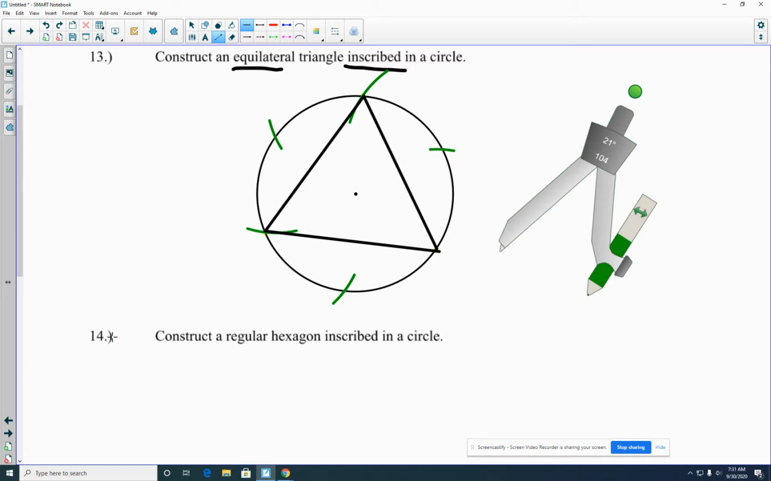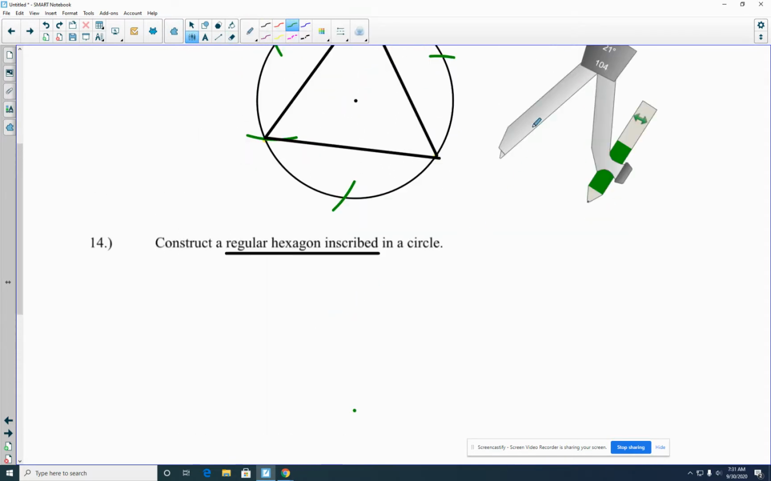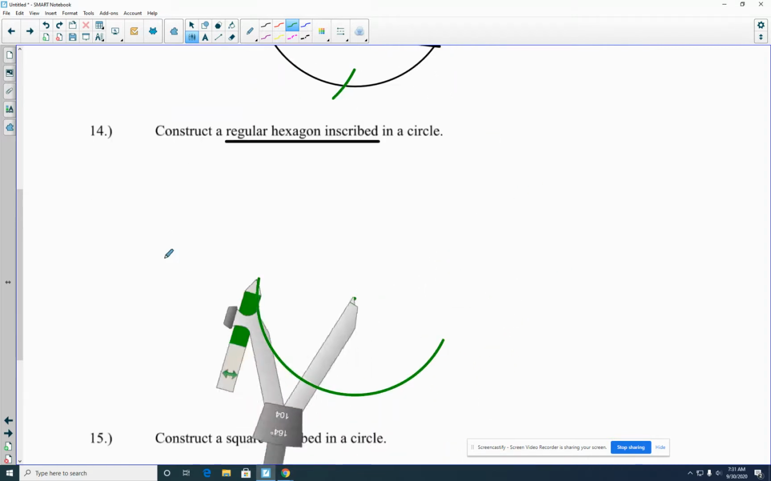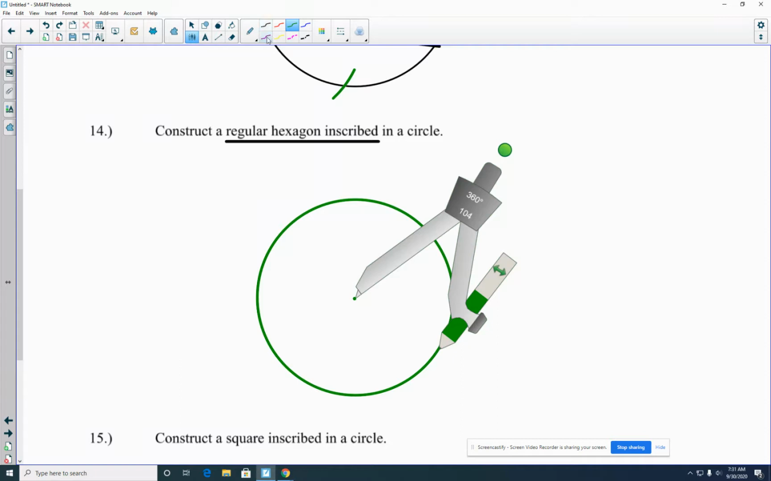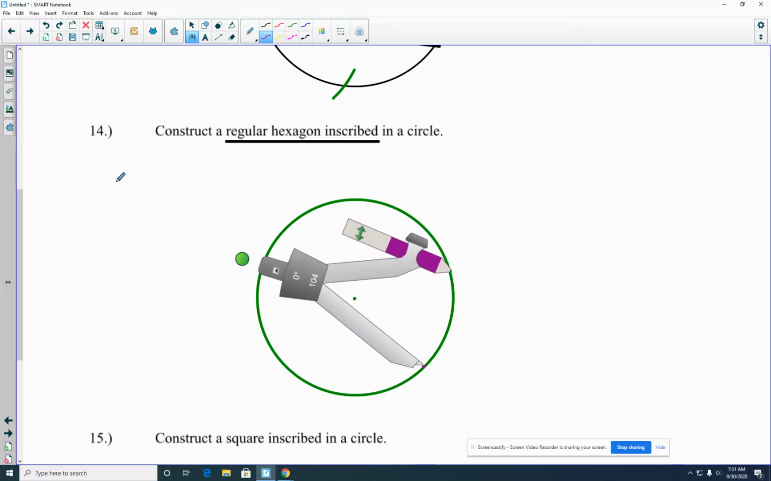Now, 14 is very similar to 13. So in order to construct a regular hexagon inscribed inside of a circle, I'm going to do the same first three steps. So the first step was to start with the center, and then it was to swing a circle, and then it was to step around the circle. So you put a point, and now I'm going to step around the circle.